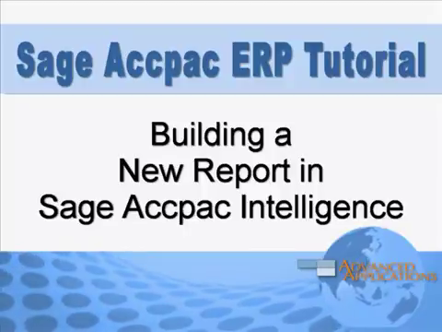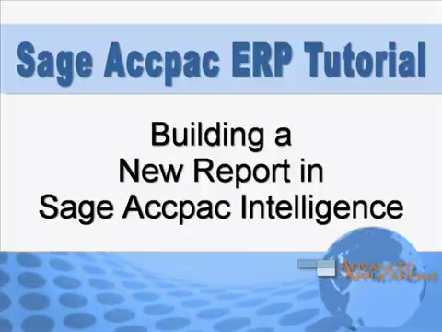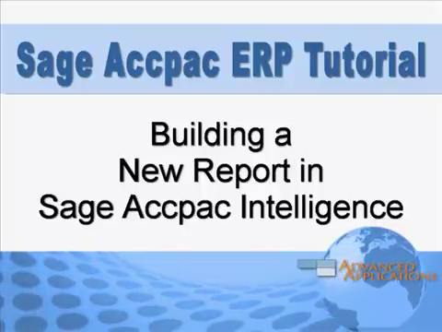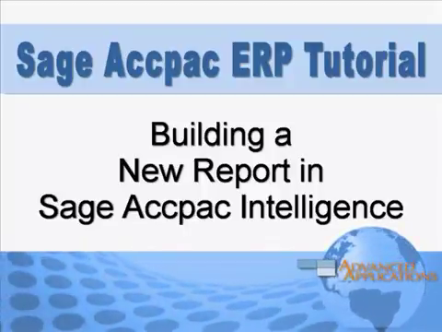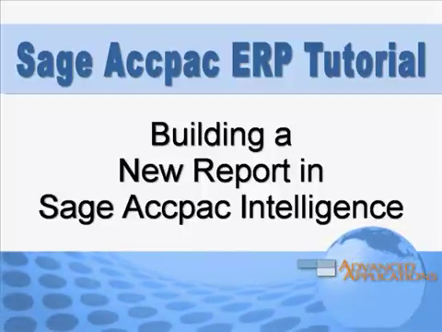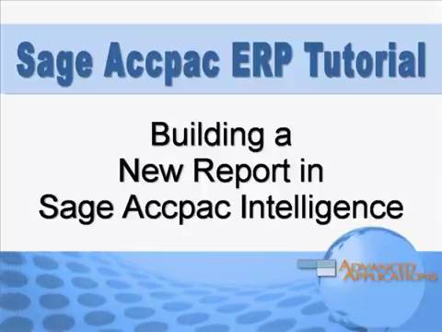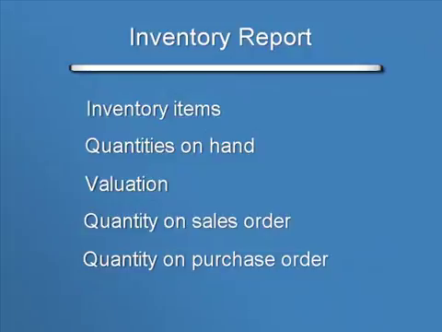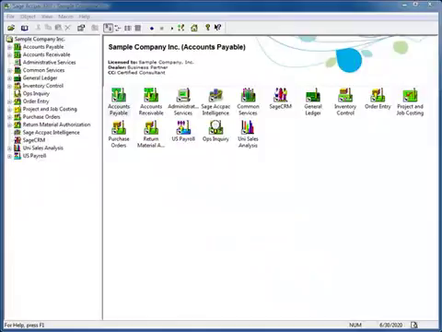Starting with version 5.6, Sage Accpac ERP now includes Sage Accpac Intelligence, an Excel-based reporting and analysis tool. It comes standard with a number of reports, and with the included Report Manager license, allows you to build new reports from your Sage Accpac data. In this tutorial, we'll create a new inventory report that shows inventory items with quantities on hand and inventory valuation, quantity on sales order, and quantity on purchase order. So now let's walk through the steps for creating this report.